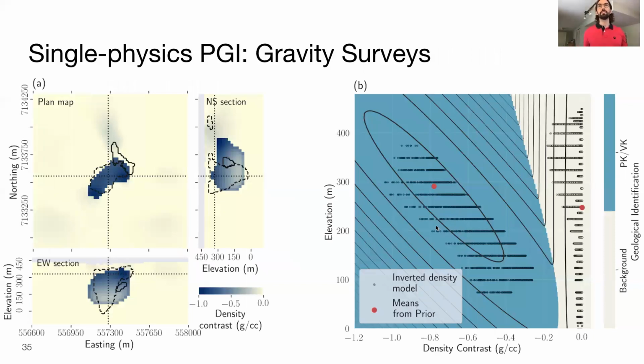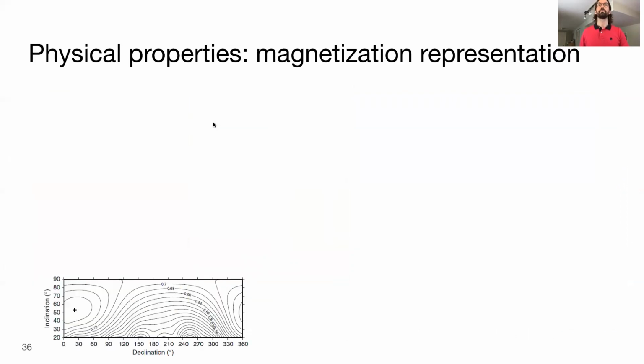And doing the single physics PGI for the gravity, here we're inverting gravity and gravity gradiometry together with that linear trend at depth, as we saw. And this is the result we got. We see the outline of the pipe is well recovered, but we have this massive extension in the northern area. We know from the drilling that there is some near surface kimberlite, but it appears only as smooth features here, and that's still classified as background. We're going to come back to that a bit later.